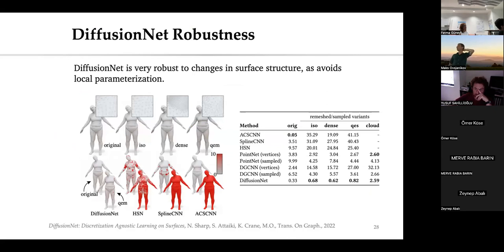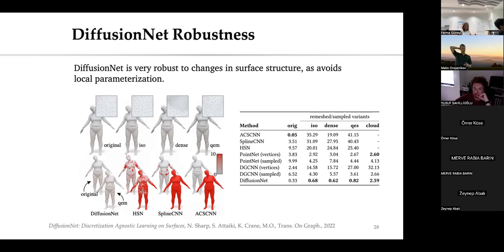And one thing that I'm especially excited about is these issues that I showed in the beginning, where if you change the mesh, then the method explodes. Basically, ours is the only method that remains stable if you change the mesh structure. So that's the thing. You train on the original fixed connectivity, and then you test on any connectivity you want, and it still works.